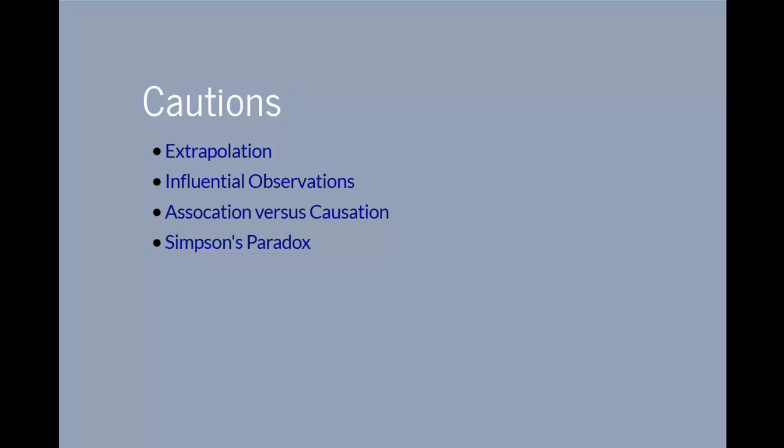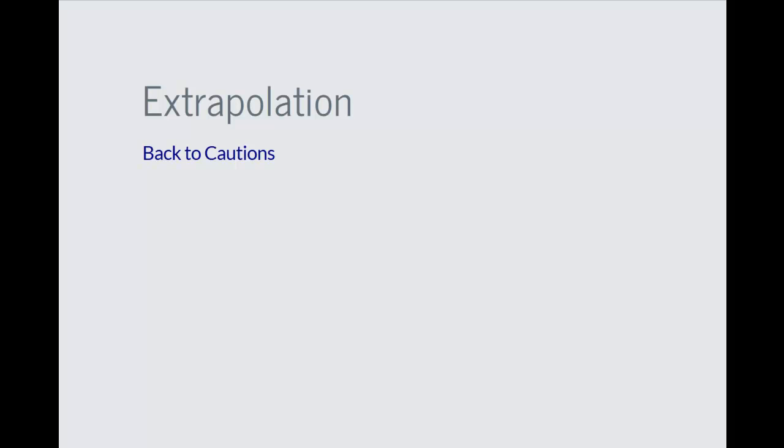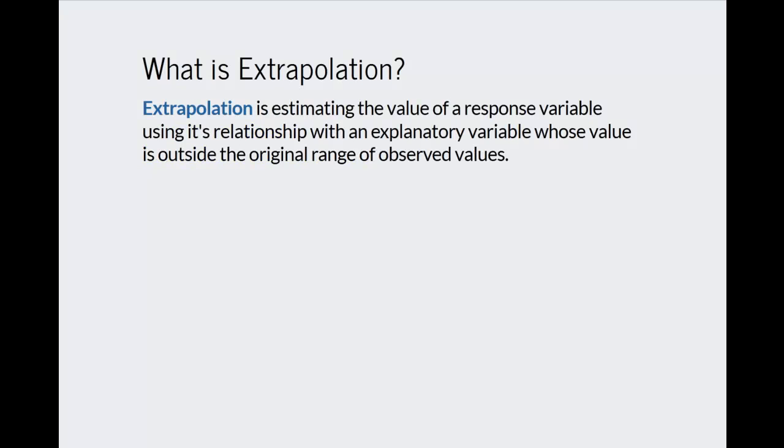Part 3 will deal with 4 areas of caution that you should be aware of when you look for a relationship between 2 numerical variables. The first topic will be extrapolation. Extrapolation is estimating the value of a response variable by using its relationship with an explanatory variable whose value is outside the observed range.